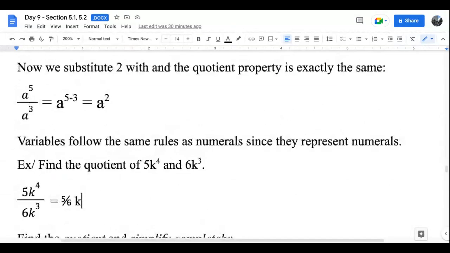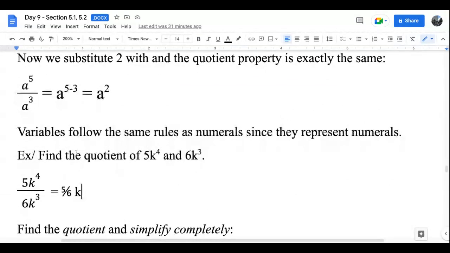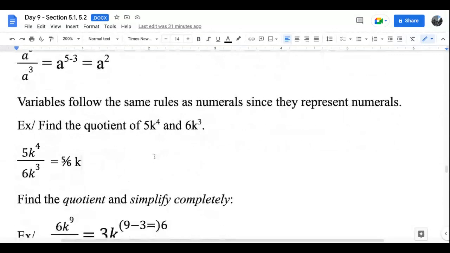Okay, let's see this one. We want to find the quotient of 5k raised to the 4th and 6k raised to the 3rd. That's 5k to the 4th divided by 6k to the 3rd. 5 divided by 6 is just 5 over 6. Then k to the 4th divided by k cubed just becomes k. So this can be written as 5k over 6, or 5 over 6 of k.